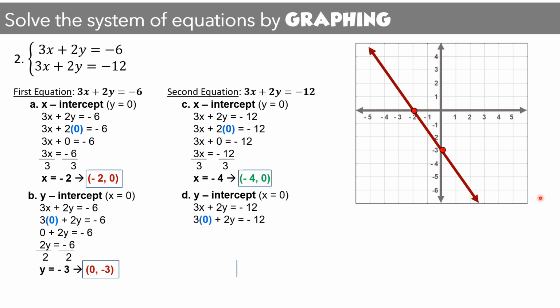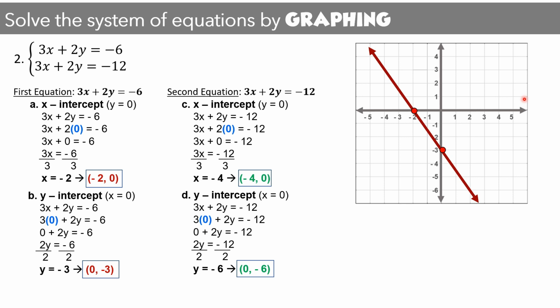We'll use the same equation, then change x into 0. So 3 times 0 will give us 0. Now we only have 2y equals negative 12. Then, again, leave y alone. So we need to divide both sides by 2. Cancel 2. Negative 12 divided by 2 will give us negative 6. Therefore, the ordered pair will be 0, negative 6.